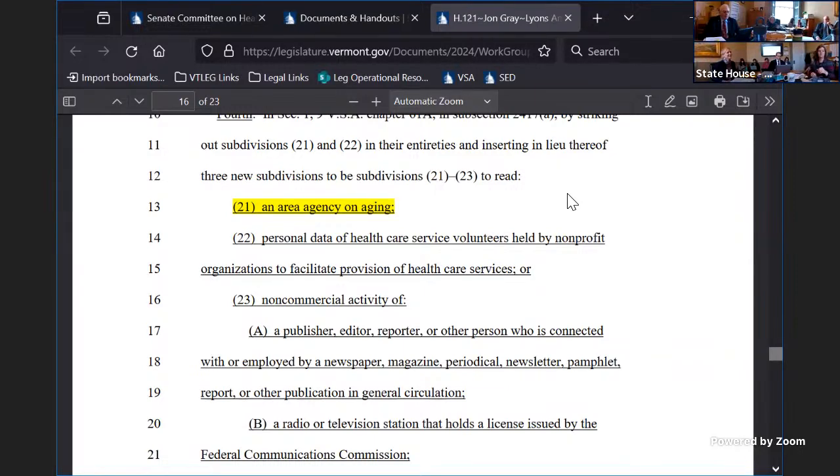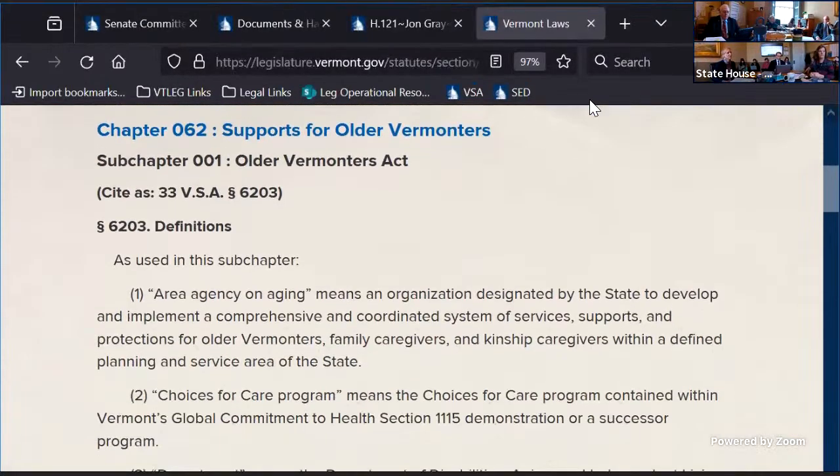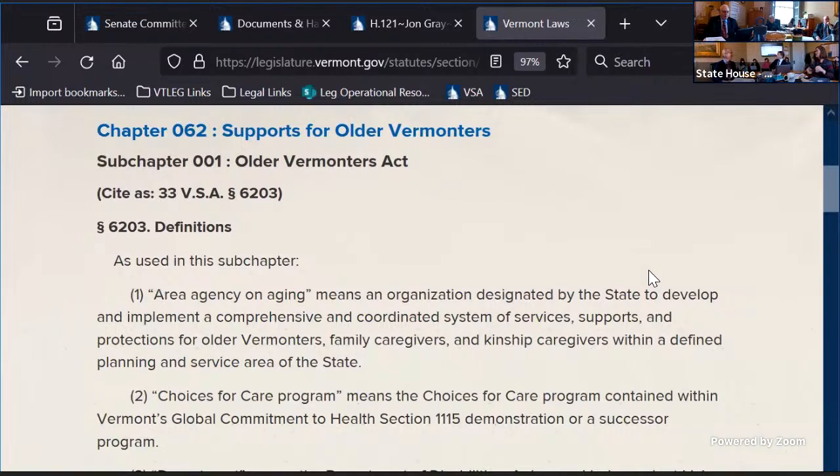I mean, this is something that a report back could help with. Here it is. Area agency on aging, an organization designated by the state. So the state has to make a determination to develop and implement a comprehensive coordinated system of services, supports, and protections for older Vermonters and family caregivers. I think the designated by the state piece may be some assurance.